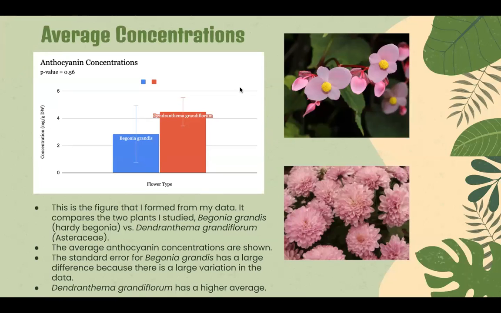Over here is the figure I have put together comparing the two average values I found. The Begonia grandes has an average value right here, and this is the average value for the Dendrothemia grandiflorum. As shown, the Dendrothemia grandiflorum has a higher average value. However, there are lower error bars due to the larger variation in the data as compared to the Begonia grandes plants, with a p-value of 0.56.